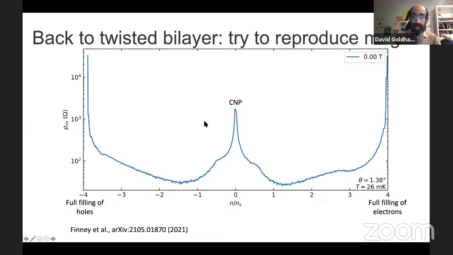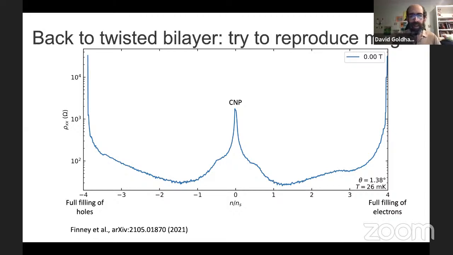And in addition, there aren't strong features at, say, half filling of the electron part, the conduction part of the band, or half filling of the hole part of the band. So all of this looks like, all right, we just got the wrong angle, and this is going to be relatively mundane. It's not going to show the magnetism because it's not a very flat band.